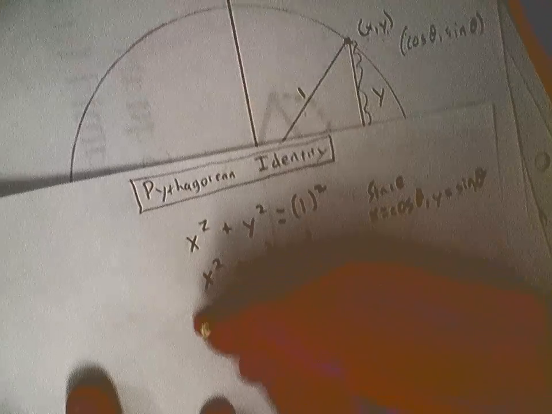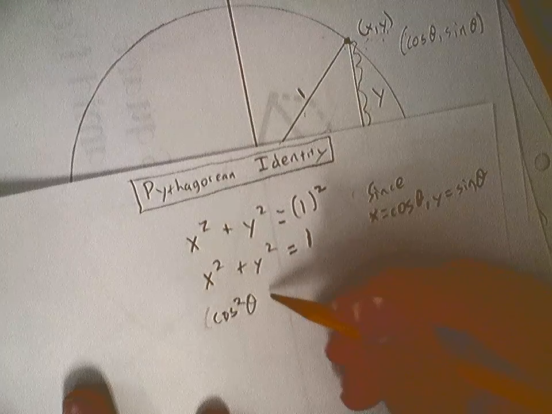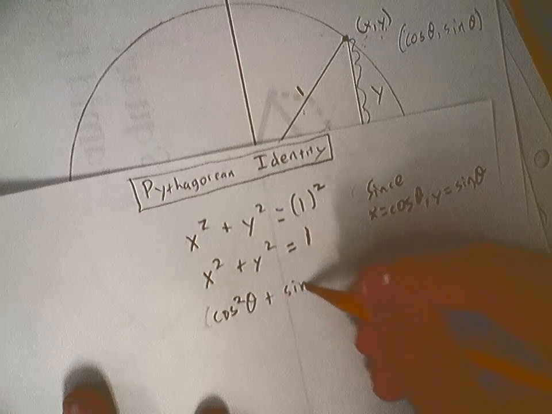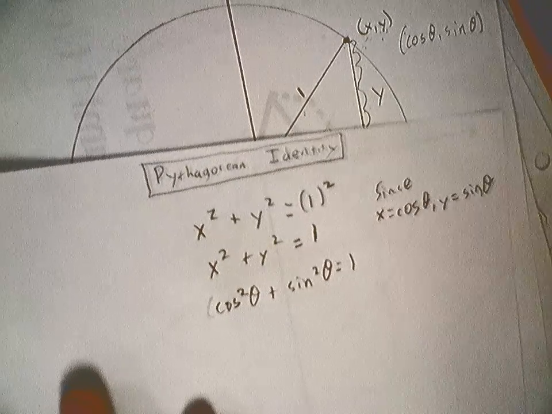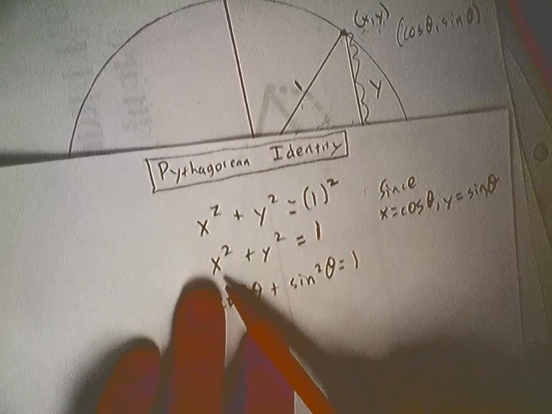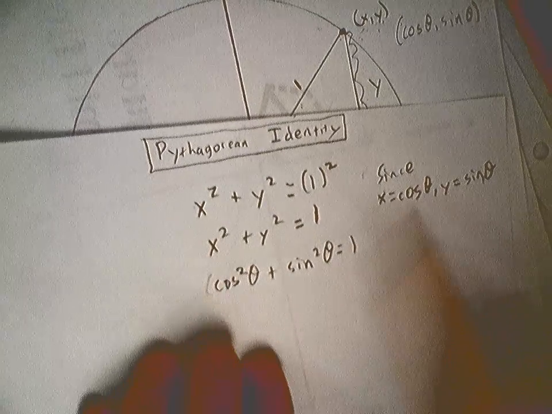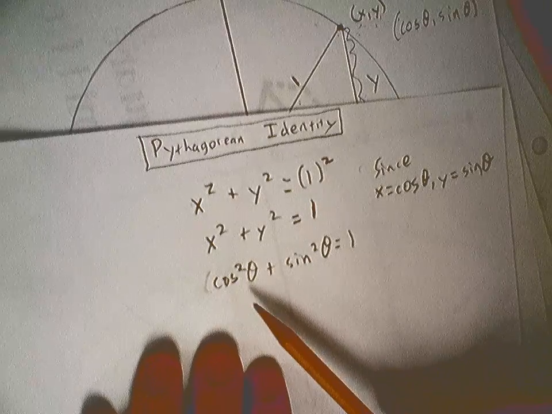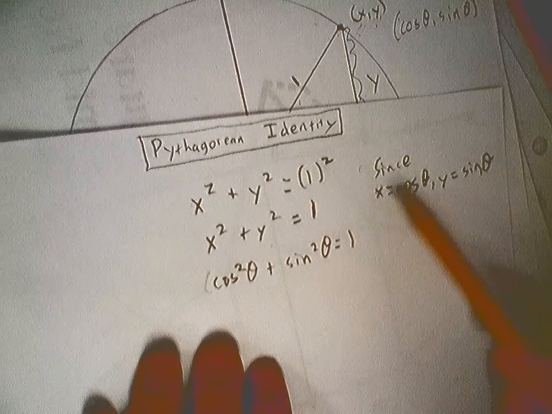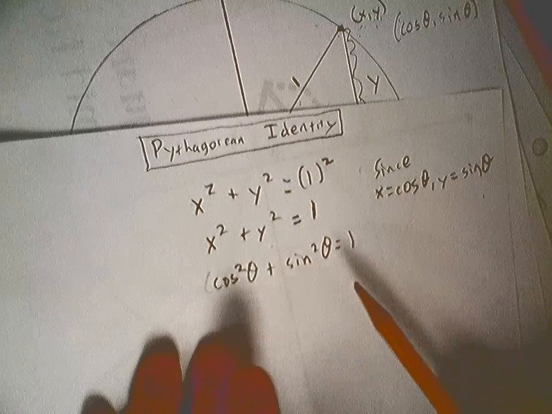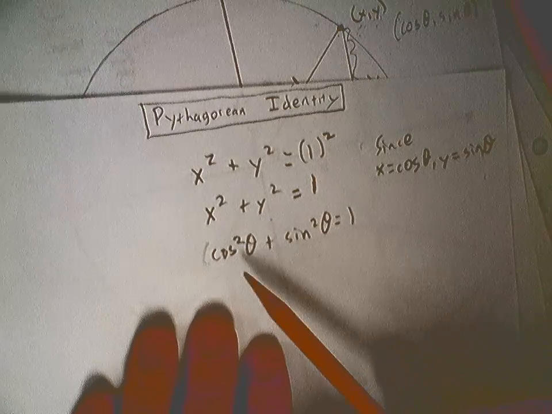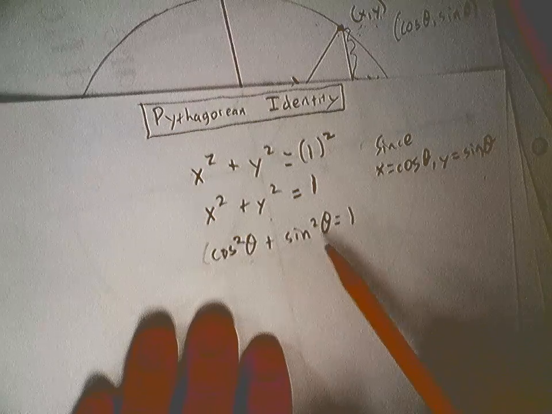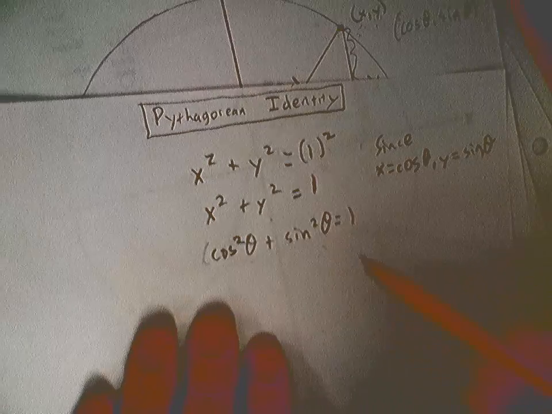So cosine squared of theta plus sine squared of theta equals 1. So again, since x is just cosine theta, I replaced x squared with cosine squared of theta. And since y is in fact sine of theta, I've replaced y with sine of theta. So y squared is sine squared of theta. So putting those two things together, we've got cosine squared theta plus sine squared of theta equals 1.